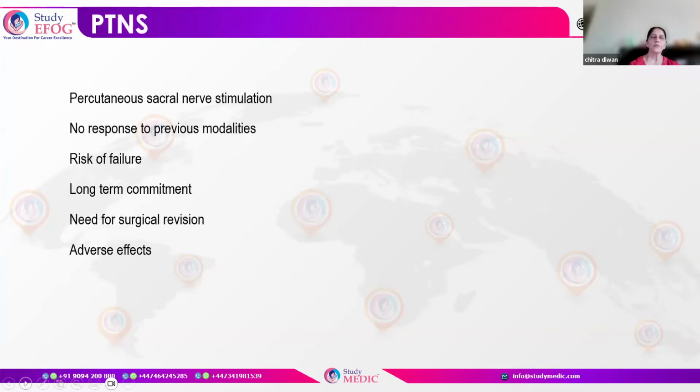The other mode of treatment is percutaneous nerve stimulation. So this is offered whenever there is no response. This is not sacral nerve, it is percutaneous tibial nerve stimulation, sorry. Whenever there is no response to previous modalities, this is tibial.